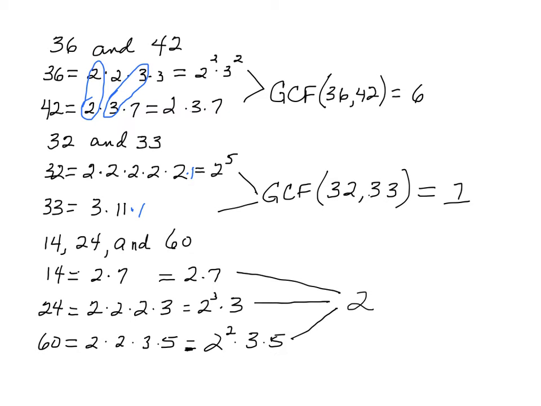Do they all have a factor of 3? Well, 60 has a factor of 3 and 24 has a factor of 3, but 14 doesn't. They don't all have a factor of 5. Look at it. They don't all have a factor of 5. They don't all have a factor of 7. So the GCF for these three numbers is 2. Okay?